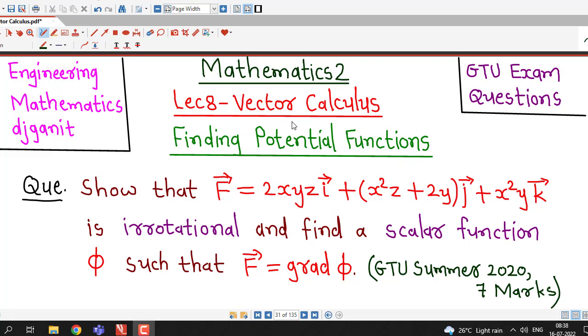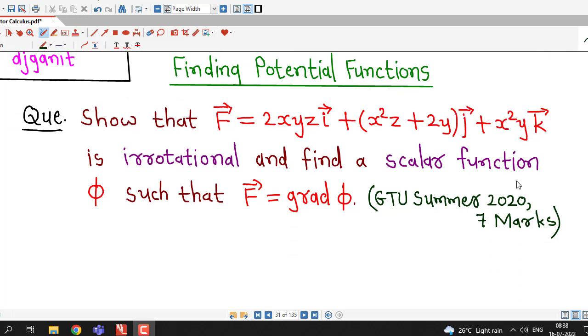In this lecture, we will discuss this question on finding scalar potential function for a given vector field. This question was asked in GTU summer 2020 exam for 7 marks.